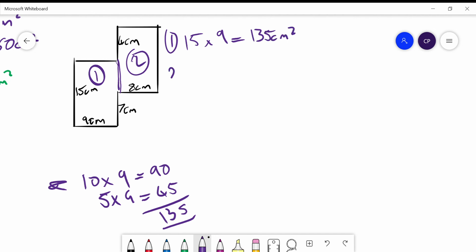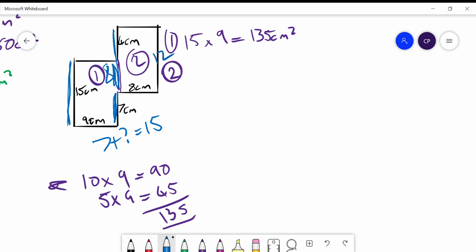Okay, for number 2, I don't think I've got all the dimensions I need. I've got 8, but I don't know how tall this is, so I need to have a think. So just change colour of my pen again. We know this whole height here is 15, and we know this little bit 7. So 7 plus something gets me 15. So my something must be 15 take away 7, which would get me 8. Okay, so now that I know that this height's 8, I also need to add on the 4. So that means the full height is 12, which means I'm now going to do 12 times 8.